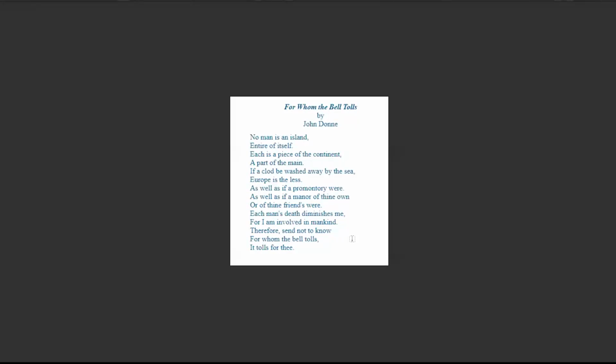No man is an island, entire of itself. Each is a piece of the continent, a part of the main, and if a clod be washed away by the sea, Europe is the less, as well as if a promontory were, as well as if a manor of thine own, or of thine friends were. Each man's death diminishes me, for I am involved in mankind. Therefore, send not to know for whom the bell tolls. It tolls for thee.